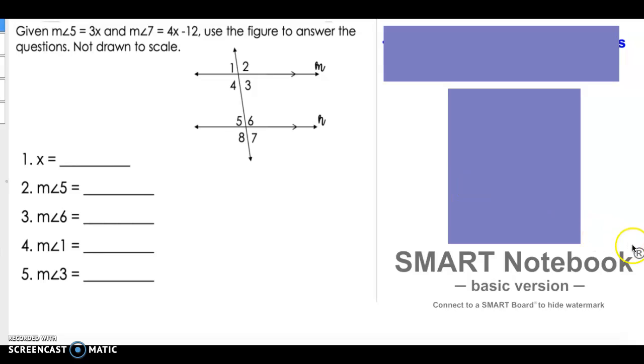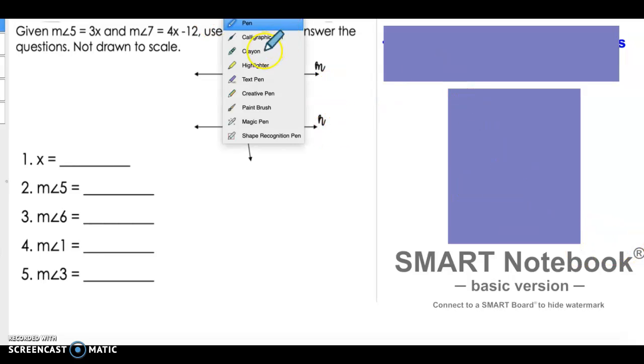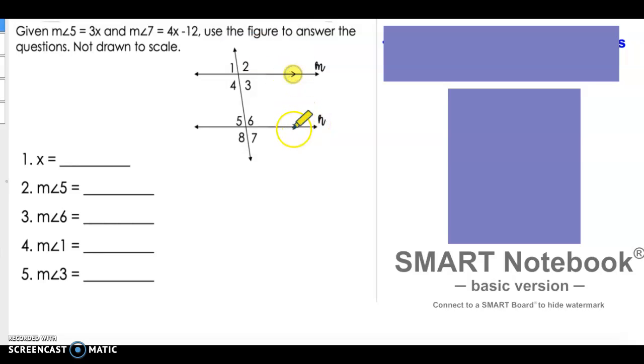In our figure, we can see that line M and line N are parallel to each other because they are marked as parallel. Then we have a transversal. Remember, a transversal is a line that intersects two or more lines. So we have a transversal that intersects lines M and N.